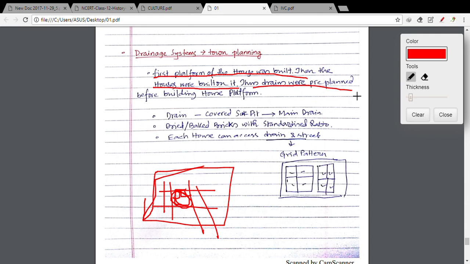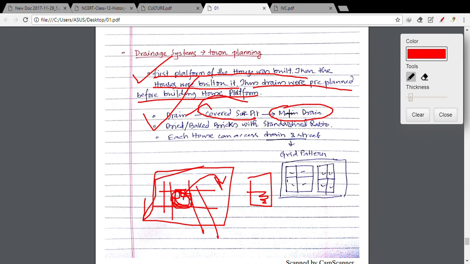How were drains pre-planned? That's for sure, before building the house platforms, because once you make the platform you cannot move those houses from this place to that place. Now if we talk about the drains, drains were fed into a covered soak pit, so the heavier things got settled down, and then the remaining fluid gets into the main drain. The baked bricks had a standardized ratio, and each house can access the drain and street because of the grid pattern of the construction. So these are the important questions from the Harappan civilization.